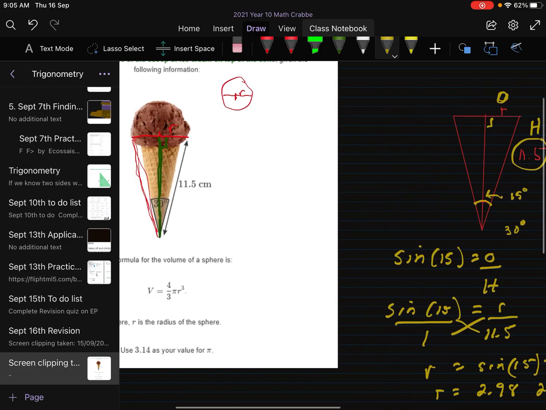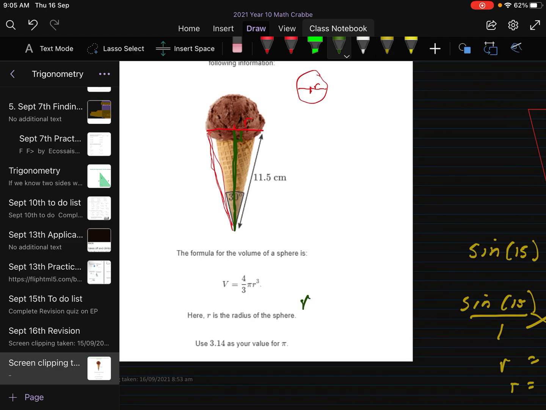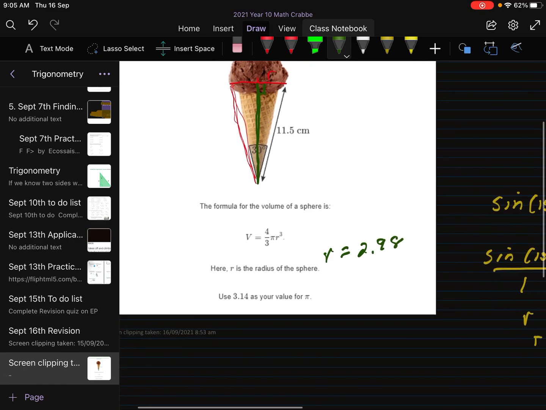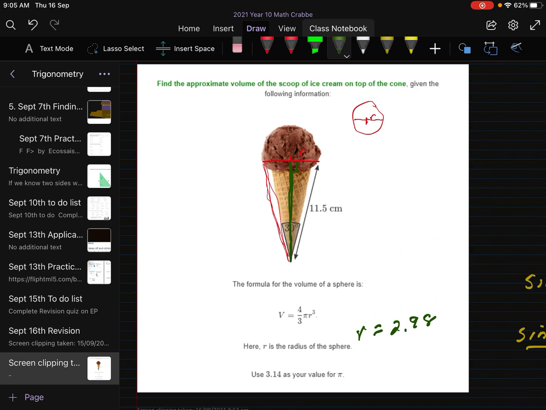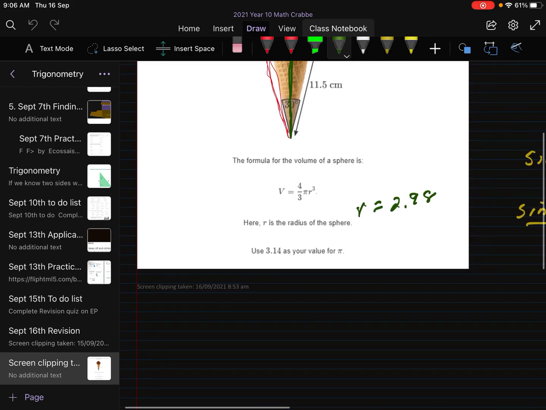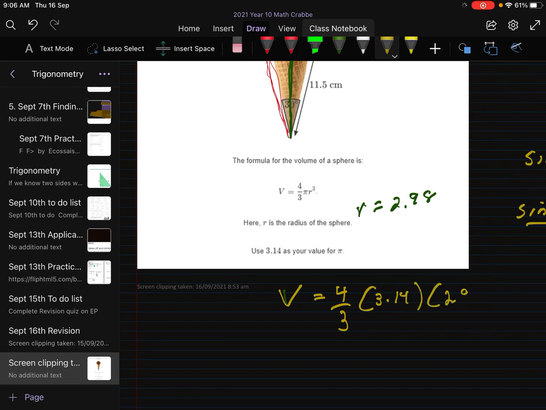Now, once you've got R, so R is now 2.98 centimeters, then to figure out what they want us to, the formula for the volume is this, use the appropriate volume of the scoop given the following information. So we want to find volume. Now we just use the volume formula, which is 4/3 times 3.14, as they want us to use, times 2.98 cubed. Then you just stick that in your calculator to get the right answer.